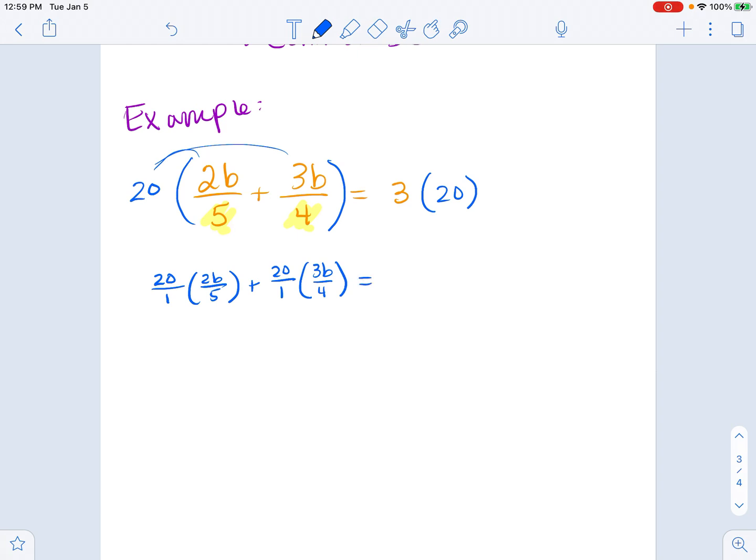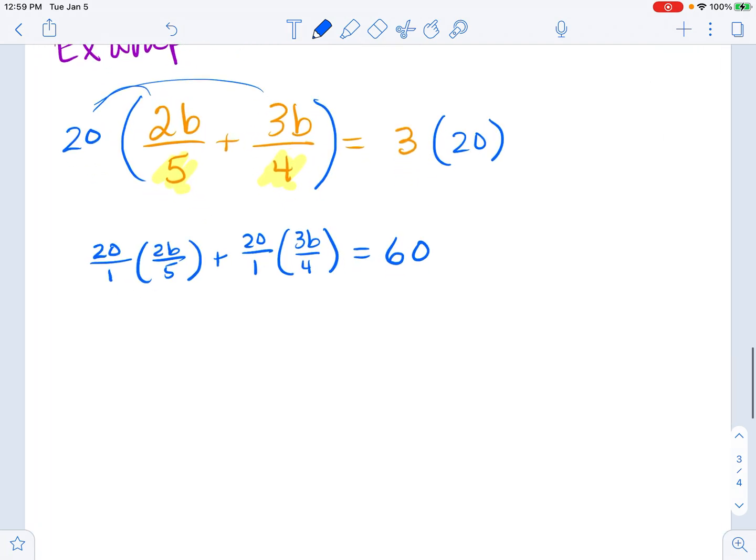On the right side, I have 3 times 20, which is 60. If you remember, when you multiply fractions, you multiply across the tops and across the bottoms. So 20 times 2b is 40b, and 1 times 5 is 5. Then 20 times 3b is 60b, and 1 times 4 is 4, equals 60.